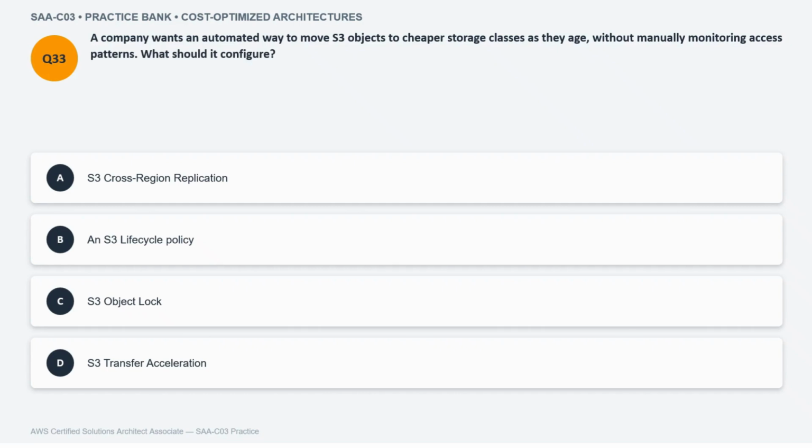So the answer is B, because this question is asking to move S3 objects to a cheaper storage class as they age. So whenever we have aging content without manual monitoring of access patterns, we can go with the S3 Lifecycle policy because it automatically transitions objects to the cheaper storage class based on age without manual intervention.